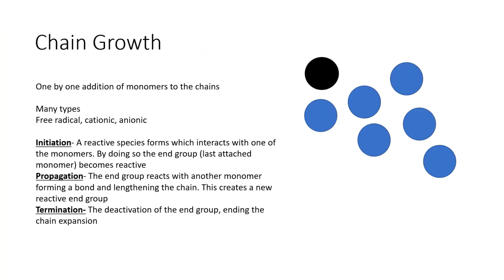This is where a monomer is added to the chain one by one. There are many types, such as free radical, cationic, and anionic, but all follow a similar three-step mechanism. The first step is initiation, where a reactive species forms which interacts with one of the monomers. By doing so, the end group, the last attached monomer, becomes reactive. This leads into propagation, where the end group reacts with another monomer, forming a bond and lengthening the chain. This creates a new reactive end group.